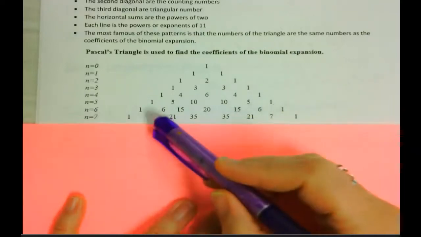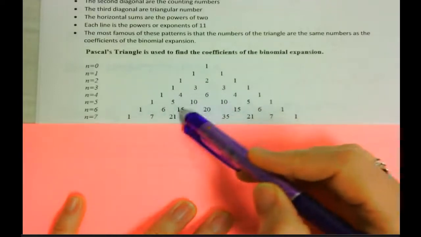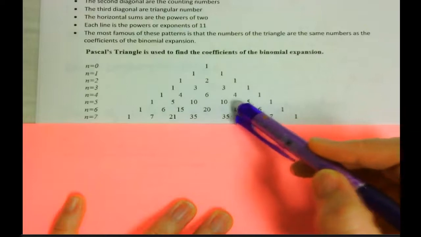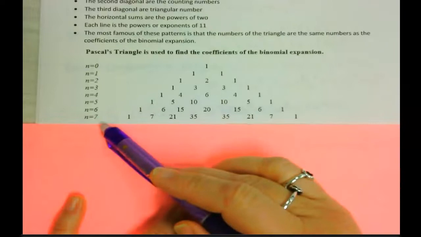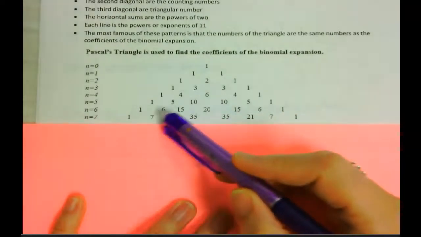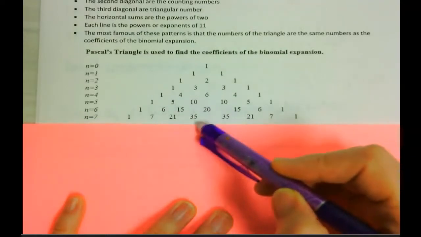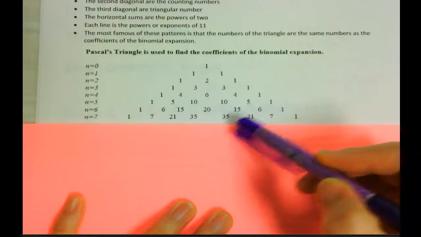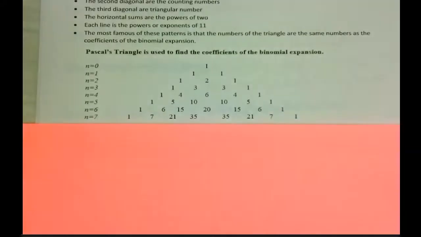If we do the 6th row, we put a 1 on each side, and then 1 plus 5 is 6, 5 plus 10 is 15, 10 plus 10 is 20, 10 plus 5 is 15, 5 plus 1 is 6. And we'll stop at the 7th row. At the 7th row, we put a 1 on each end, just like before. Then 6 plus 1 is 7, 6 plus 15 is 21, 15 plus 20 is 35, 20 plus 15 is 35, 15 plus 6 is 21, and 6 plus 1 is 7. You could keep that pattern going and build more rows, but you should be able to generate this triangle based on what you know.